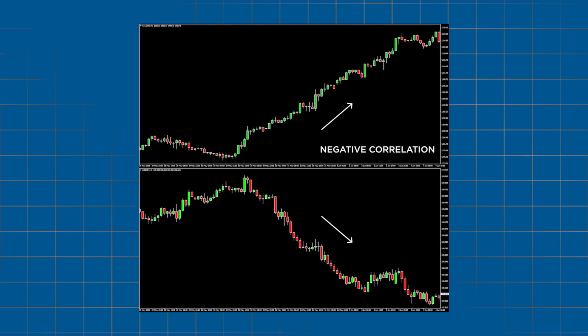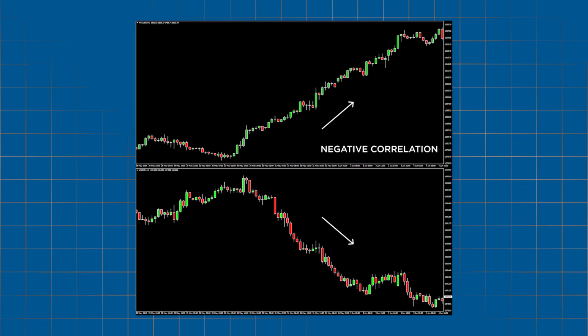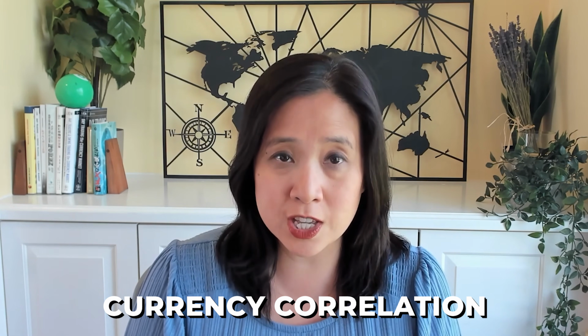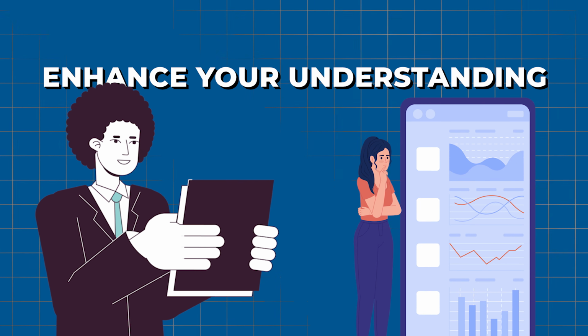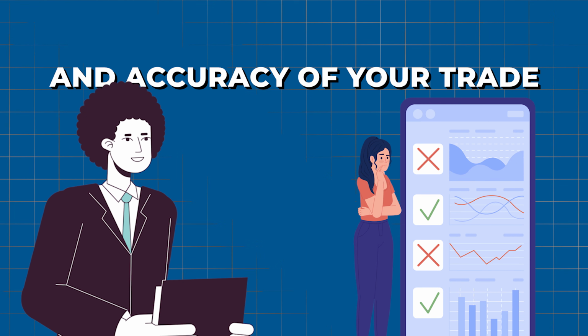But it's about more than avoiding risk. It's also about capitalizing on it. For example, if you know that two currencies are negatively correlated, you might go long one and short the other, profiting from their inverse movements. Or you can use currency correlations to identify the root causes of certain movements in the majors or in the crosses, which will enhance your understanding of what's moving in the market and your accuracy of your trades. Being aware of currency correlations isn't just wise, it's essential.